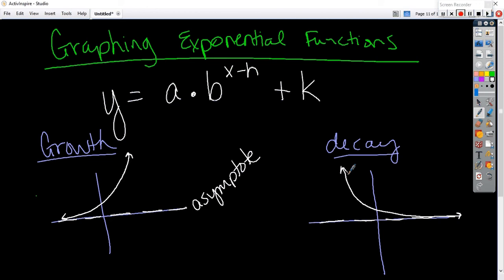It's easier for me to see it on a decay graph as opposed to a growth graph when you see it for the first time because you're used to reading left to right. So think about this for just a minute. This graph is coming down. It's getting closer and closer and closer to zero, right? But it's never actually touching zero.